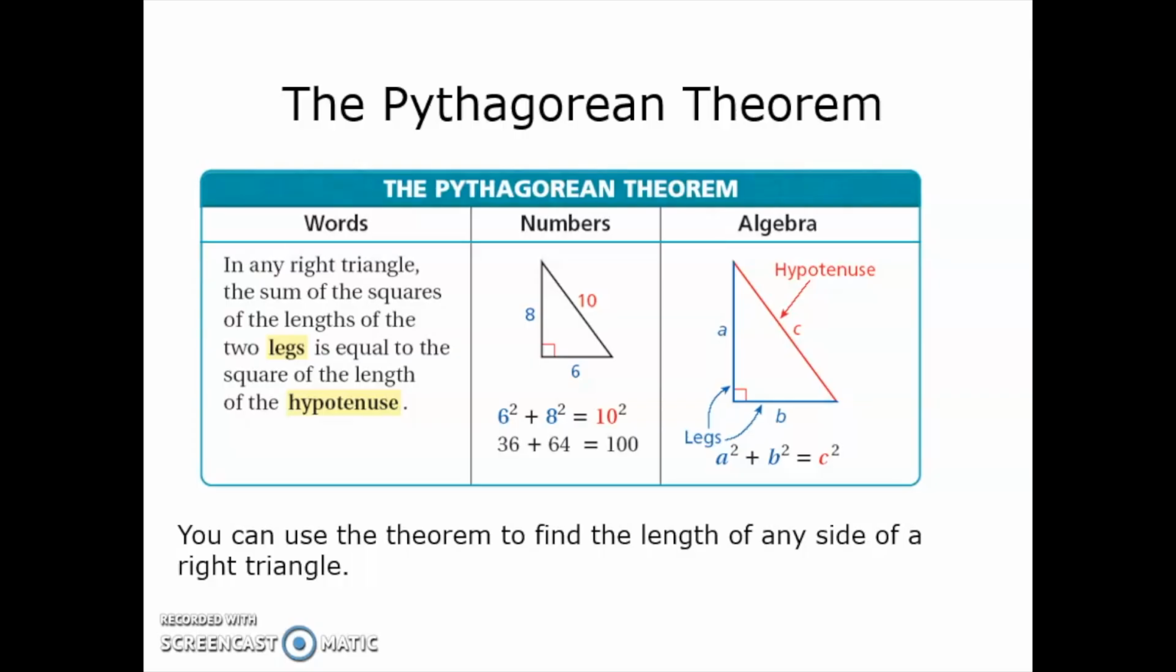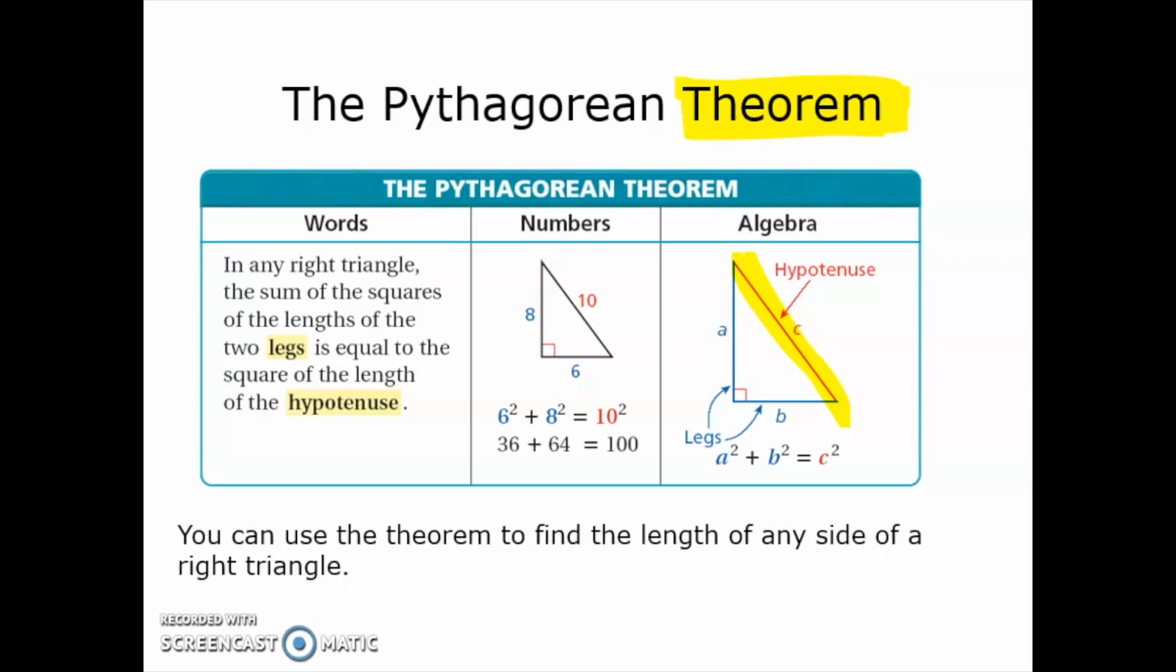Okay, welcome back. Today we're going to be looking at right triangles, and we're going to be looking at something called the Pythagorean Theorem. A theorem in math is a rule that was discovered, and this was discovered by Pythagoras. It is a rule that shows that we can figure out the length of this long side in a right triangle.